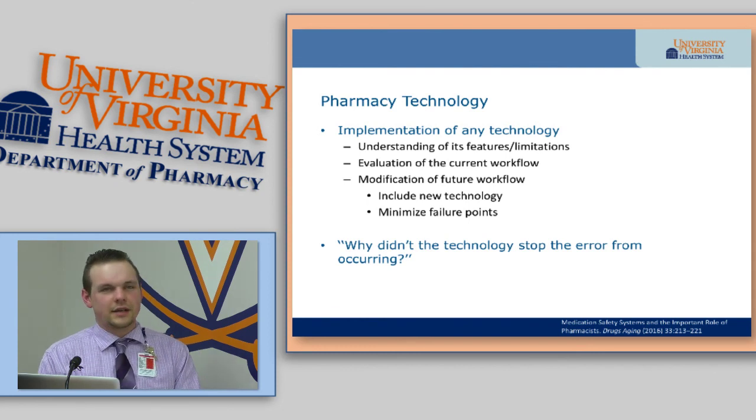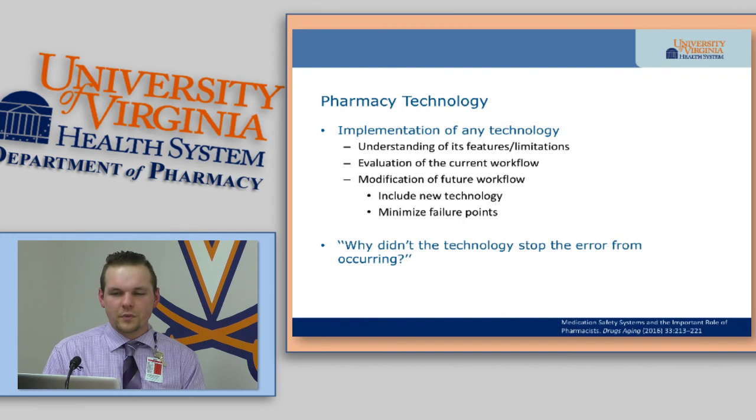Something that I feel is a common theme is the sentiment, why didn't the technology stop the error from occurring? The technology exists. If an error still happened, why didn't the technology prevent that? And it's important to remember that technology is only as good or as useful or as efficacious as the people implementing it and the people using it.